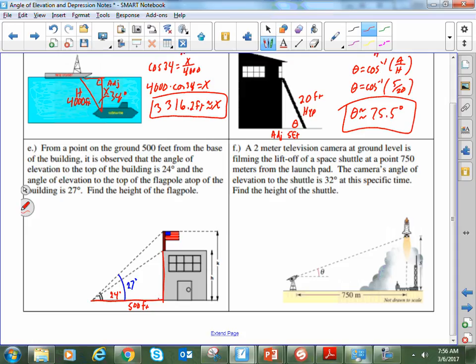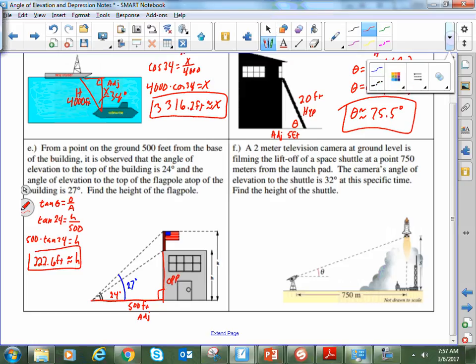Here, this is my opposite side of the angle. This is the adjacent side of the angle. Opposite and adjacent says tangent. So let's go ahead and find the height of the building. I'm going to say tangent is opposite over adjacent. In this case, theta is 24 degrees. So we're going to say opposite, which they called h, over 500. Solving for h, I'm going to get 500 times the tangent of 24 to equal the height. So the height of the building, when you type that into your calculator, is about 222.6 feet. That's about the height of the building.